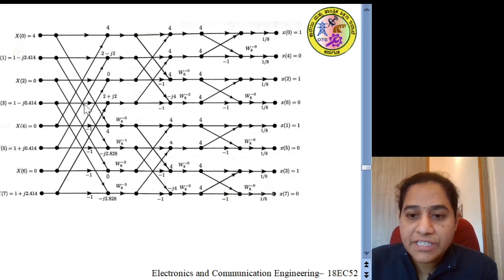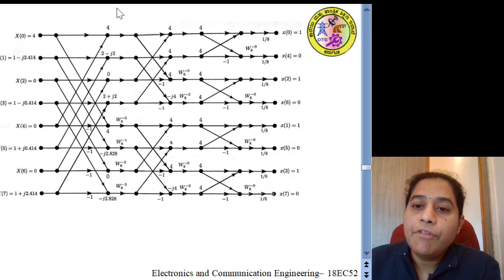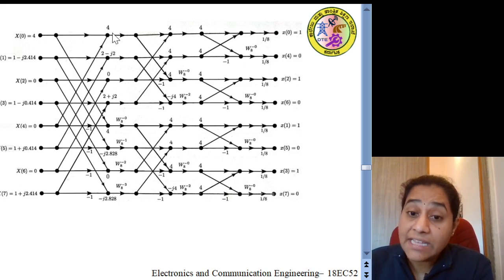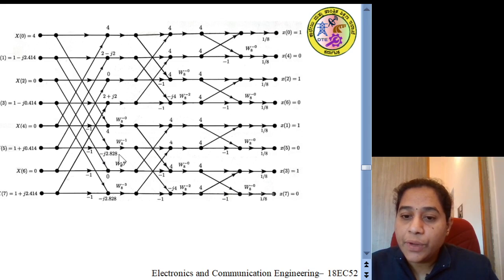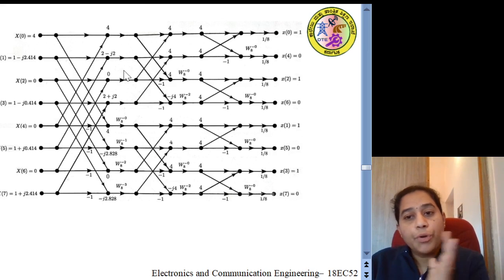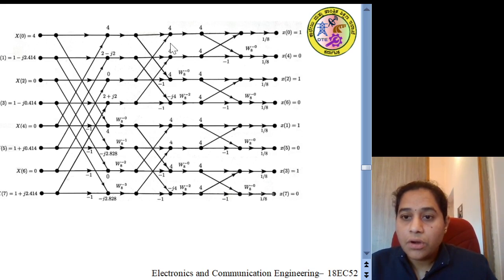After performing the first stage of computation, we obtain the output from this first stage as 4, 2 minus j2, 0, 2 plus j2, 4, minus j 2.828, 0 and minus j 2.828. These are taken as input to the next stage. The output from this second stage of decimation is 4, 4, 4 and minus j4. Similarly, here the outputs are 4, 4, 4 and minus j4. Now we will consider these outputs along with the twiddle factors, and those values will be taken as inputs to this particular stage.